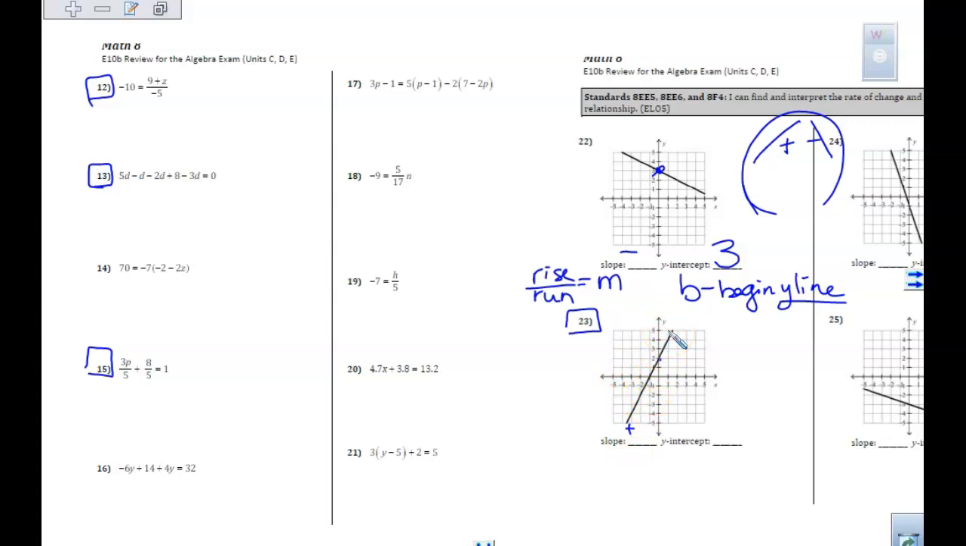So when I take a look at number 23, I notice it begins at 2. That's my y-intercept, that's my B. I notice, as we said, this is a positive slope. So now I need to find 2 points on my line. So I have this point, and I have here. And with my slope, I think, oh, the rise over the run. Oh, the rise is 2, the run is 1.